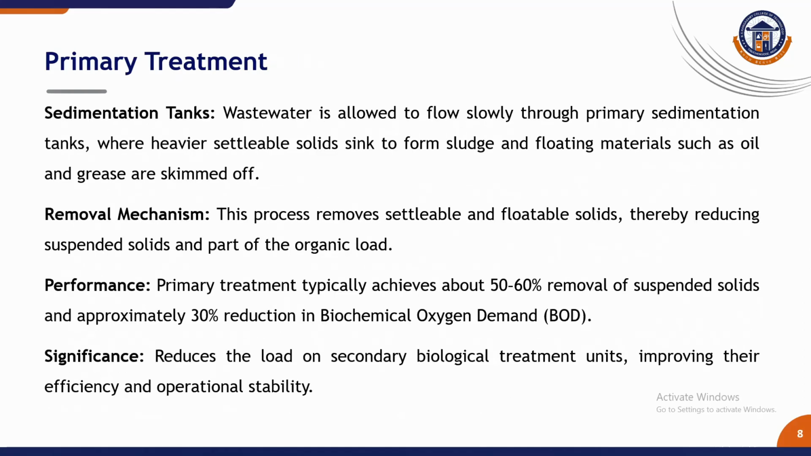In primary treatment, wastewater flows slowly through sedimentation tanks. Heavier settleable solids sink to the bottom forming sludge, while floating materials like oil and grease are skimmed off the surface. This process removes a significant portion of suspended solids and part of the organic load. Typically, primary treatment achieves about 50 to 60% removal of suspended solids and around 30% reduction in BOD. This reduces the load on secondary treatment units and improves overall system performance.